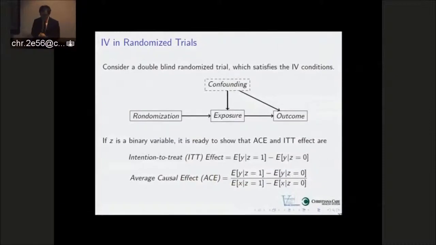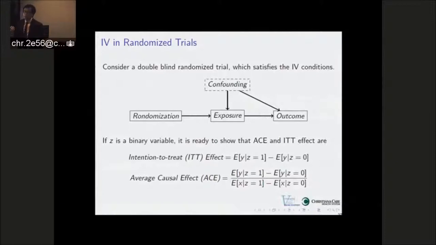Before we discuss the instrumental variable design in observational study, I would like to use a double blind randomized trial as an example to show how this IV estimate works. Let's think about a double blind randomized trial, where through randomization we assign the patients to different treatment groups. The patients receive different exposures or treatments, and finally we get some outcomes based on the different exposure groups.